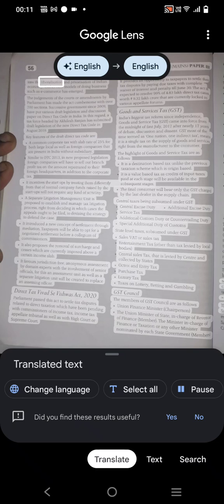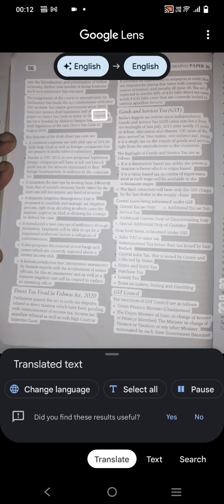Saw the liberalization and privatization of the Indian economy. Further, new models of doing business such as e-commerce have emerged. The judgments of the courts or amendments by Parliament have made the act cumbersome with over 700 sections. Successive governments since 2009 have passed various draft legislation and discussion papers on a direct tax code in India.